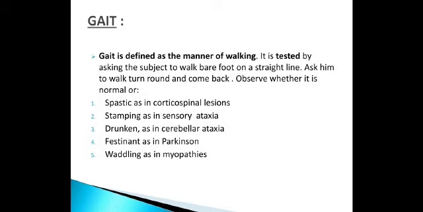So what are the changes? Gait can be spastic, as in corticospinal lesions, stamping as in sensory ataxia, drunken as in cerebellar ataxia, festinant as in Parkinson's disease, and waddling as in myopathies. So it's a manner of walking which can be assessed by tandem walking or by making him walk casually in a straight line and turn back, keeping one heel in front of the toe and walking on a straight line.